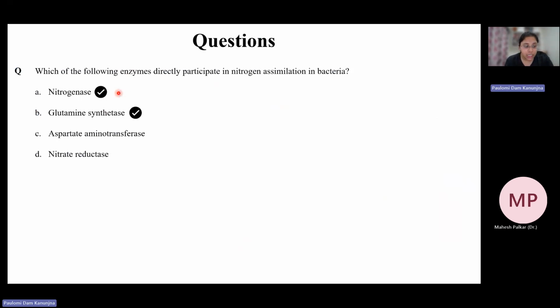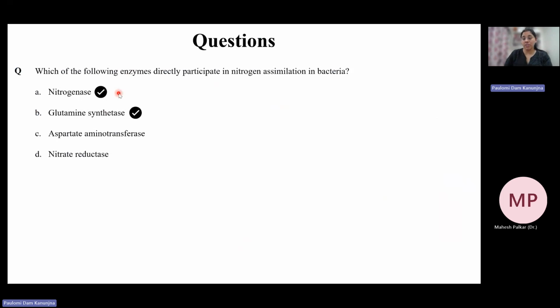A, B, definitely yes. Aspartate aminotransferase is not, right? It's for breaking down amino acids, as we know. And nitrate reductase is basically for conversion from nitrate to nitrite. Well, it is a part of nitrogen assimilation, so I will consider that as an answer. So ABD is correct because nitrate reductase, converting nitrate to nitrite, is not directly, but also part of the nitrogen fixation pathway. And nitrogen fixation is what gives you ammonium, which further takes part in nitrogen assimilation. So yes, I will take D.